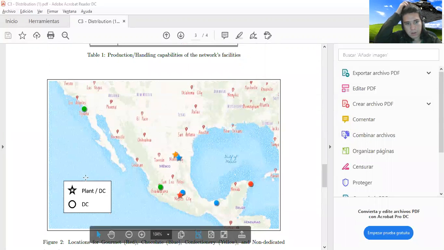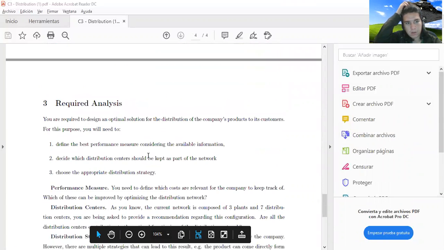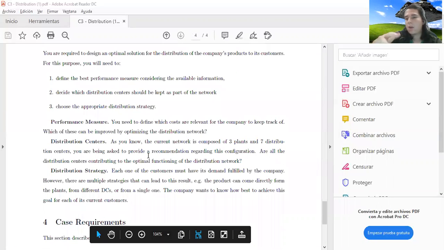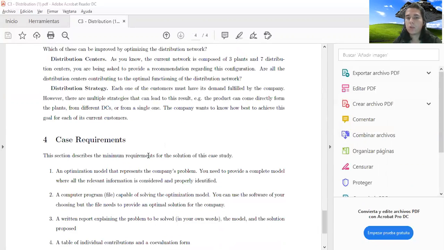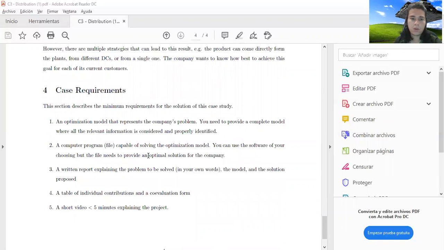Here we can see the plants and the distribution centers, and we needed to first create a model which will explain and solve the actual network and distribution channel of this company. And we need to give a possible solution with any software that we wanted.